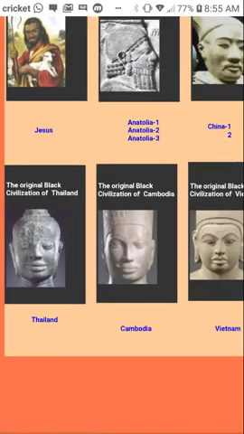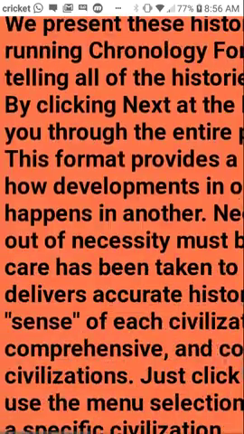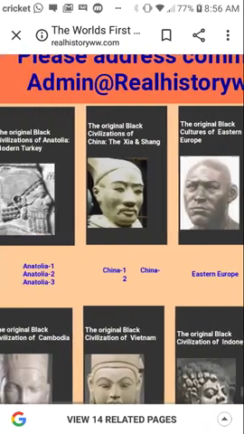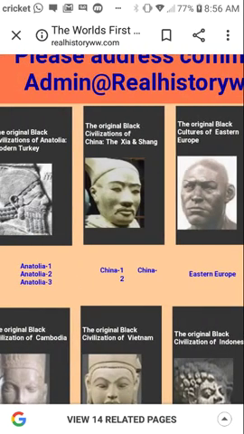Okay? So let's say we click on the original black civilizations of Thailand, where you still have a lot of black-skinned peoples, but a lot of them have been watered down to brown by the invading pale-skinned peoples. Remember, pale skin is a mutation from black skin, and every variation of black skin produced these peoples. Okay, guys, so this is just a brief synopsis, and let's say you wanted to click on the original black cultures of China, for example. You click on China number 1.